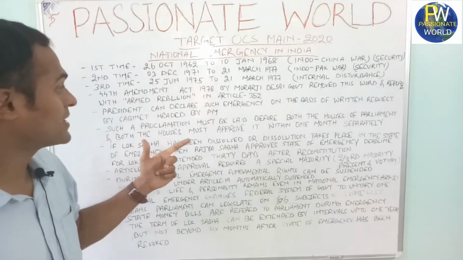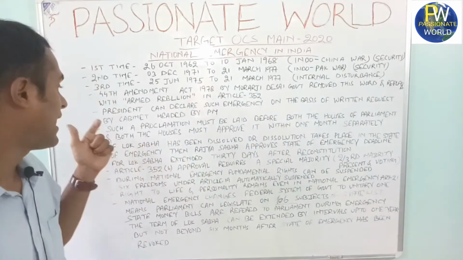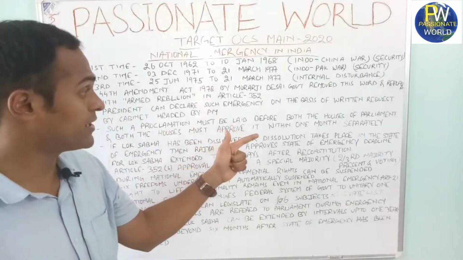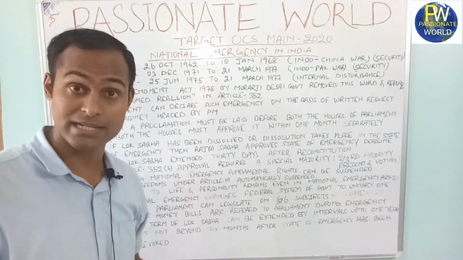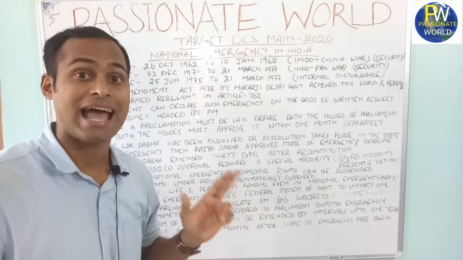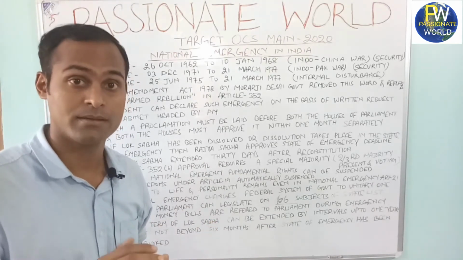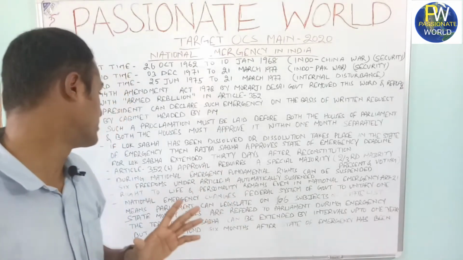Such a proclamation must be laid before both the houses of Parliament, and both the houses must approve it separately within 1 month. It is very important. Both the houses have to pass this emergency within 1 month of its proclamation.